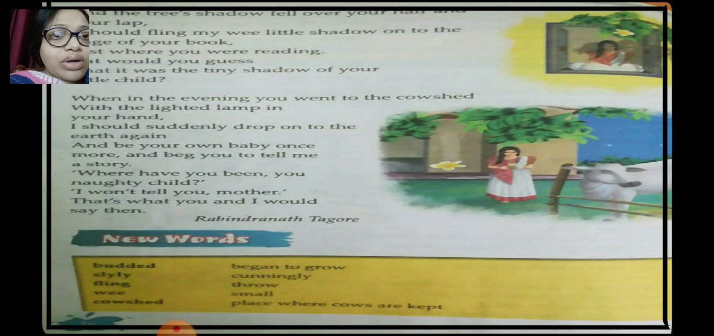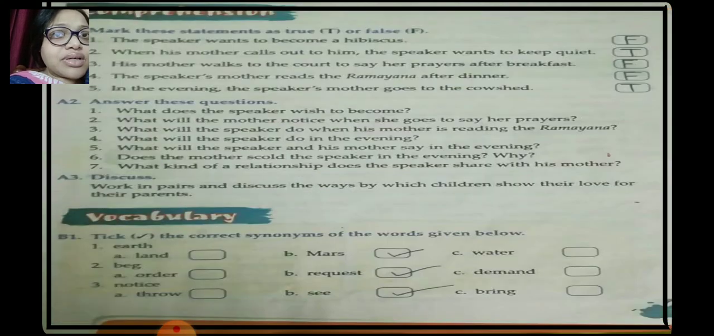All right. Now let's move on to the next page. Here you have to mark the true and false statements. The speaker wants to become a hibiscus. Is it true? No, it is false. When his mother calls out to him, the speaker wants to keep quiet. It is true. His mother walks to the court to say her prayers after breakfast. It is false. The speaker's mother reads the Ramayana after dinner. This is also a false statement. In the evening, the speaker's mother goes to the cowshed. This is true. So write this true and false in your books.